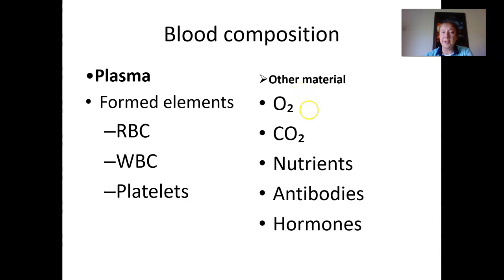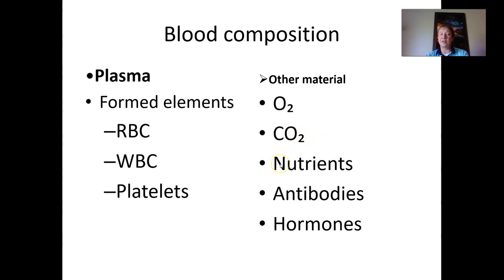So one example is oxygen, O2. What the body needs oxygen for is to create energy. It's part of what we call cellular respiration, where energy is created. It also is carrying CO2. Remember, that's a byproduct. When our body makes energy, it creates carbon dioxide as a byproduct, so we need to get rid of that. So what the blood does is it gets oxygen to the cells and carries carbon dioxide away.